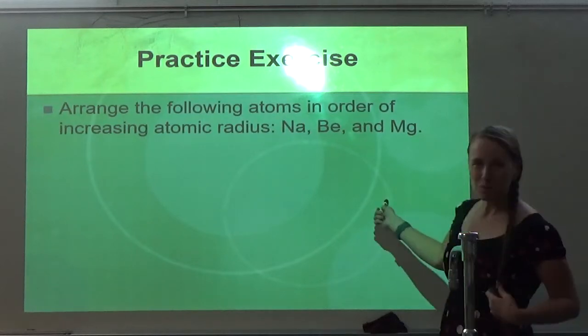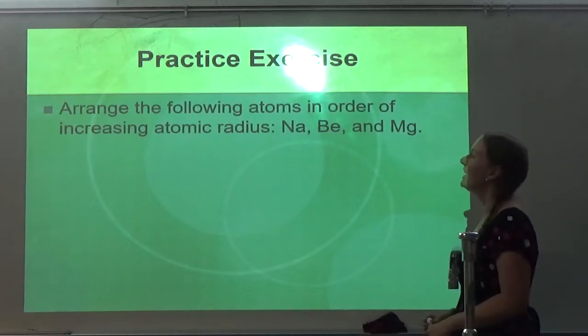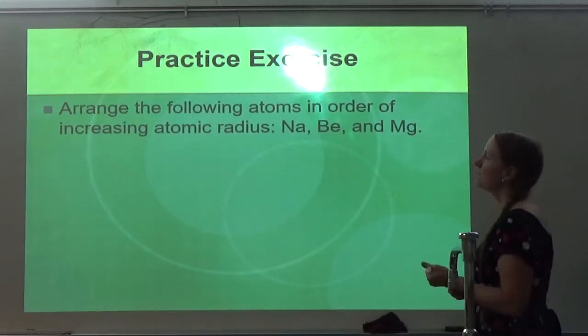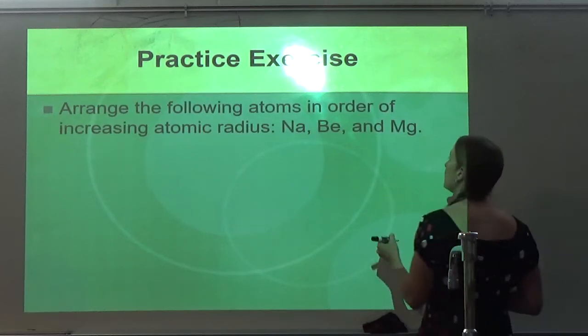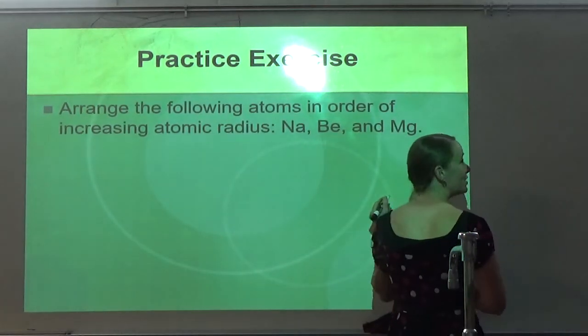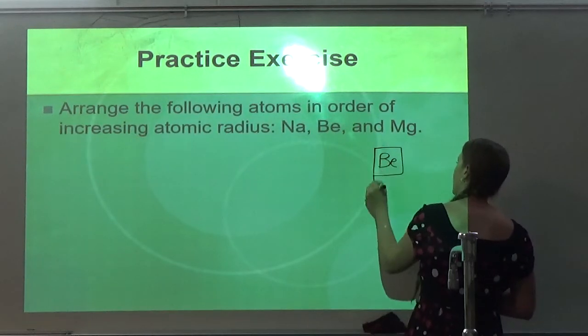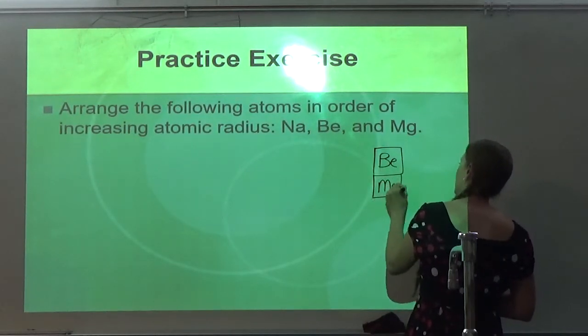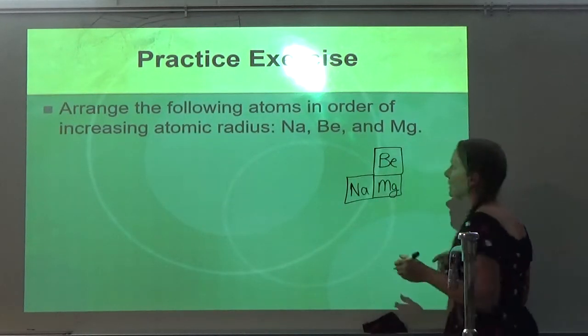Okay, y'all try this one real quick. Pause the video. I'll assume you've already done that, and then we'll do it together. It says, arrange the following atoms in order of increasing atomic radius. So we have Na, Be, and Mg. These are set up like this: Be, Mg, and Na. In other words, all they left off was lithium in this block.